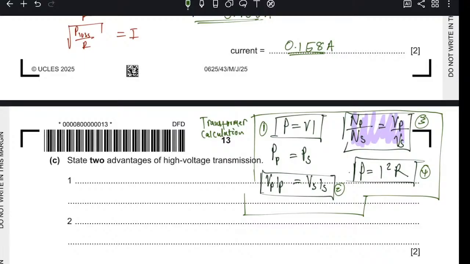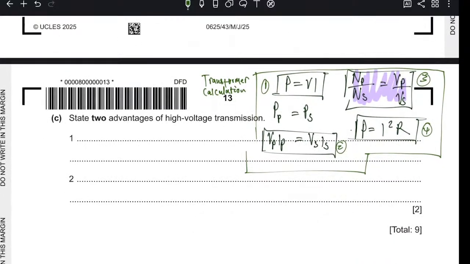Now, state 2 advantages of higher voltage transmission. We said it allows use of... So you can say that current is small. Okay, high voltage transmission. You can say low currents allow for use of thinner, or you can say cheaper, cables or wires.